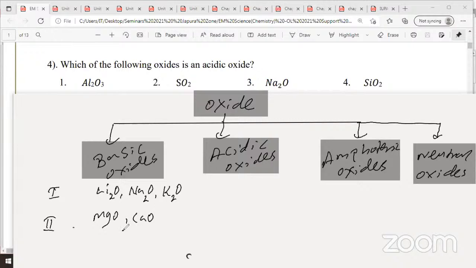So basic oxides, they form with water. With water, they dissolve in water, forming bases. That's why we call them basic oxide. For example, magnesium oxide, calcium oxide, white powder. Calcium oxide is quicklime. So this is calcium oxide, quicklime.